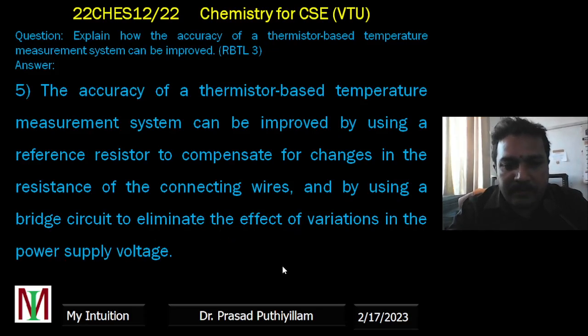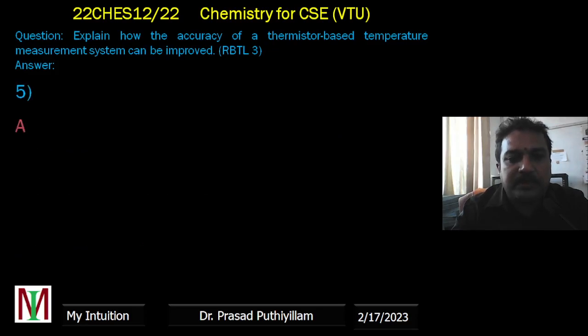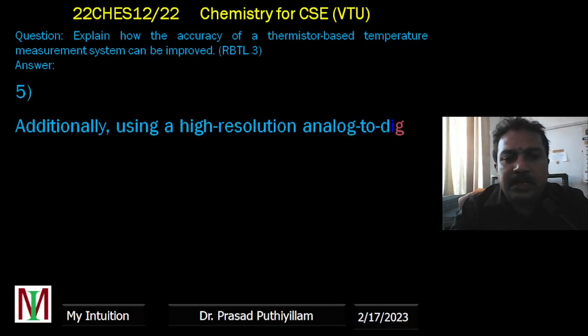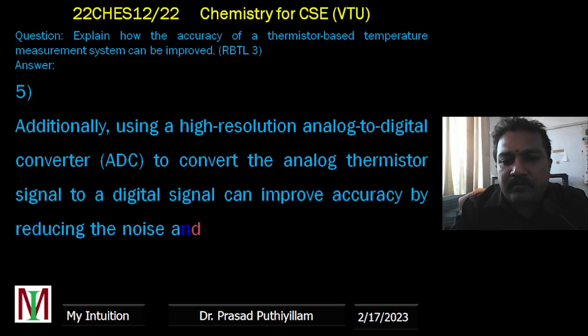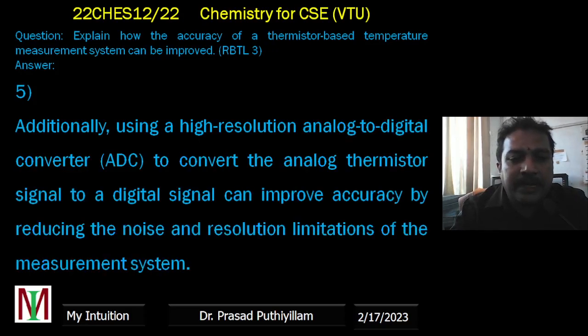So these are the devices which are used in electronics. Resistors are used to maintain the resistance. Bridge circuits are used for controlling the power supply voltage. Additionally, using a high resolution analog to digital converter, ADC, to convert the analog thermistor signal to a digital signal can improve the accuracy by reducing the noise and resolution limitations of the measurement system.